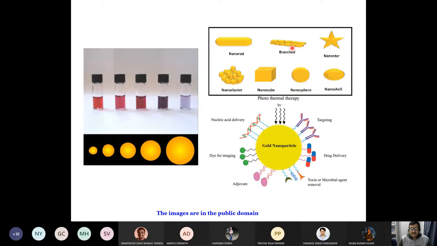Now, the final part of this introductory lecture is the scientific aspect of it. Can anybody tell me what is the color of gold? Anybody has any idea what is the color of gold? Can anybody tell me what is the color of gold?